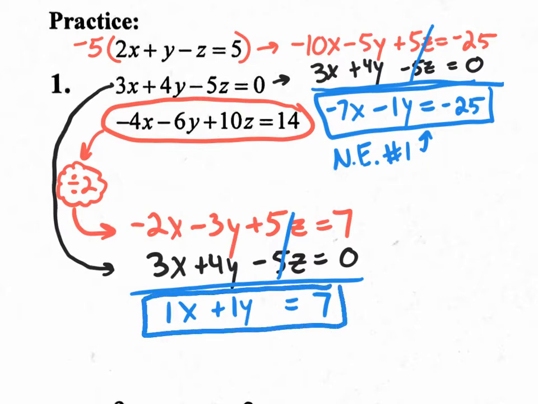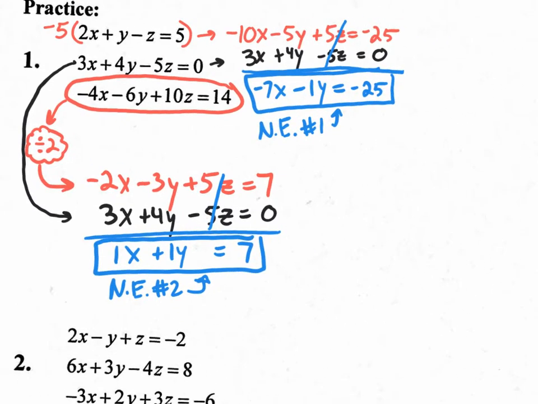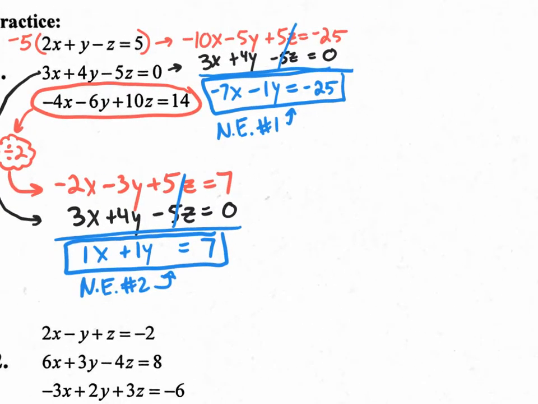What are we going to call this? Yep, new equation number 2. Okay, so if you're working on your flip chart, the third flap should read: create your new 2x2 system. That's your third step. So you're going to take the new equation 1 and your new equation 2, and you're going to put them together.